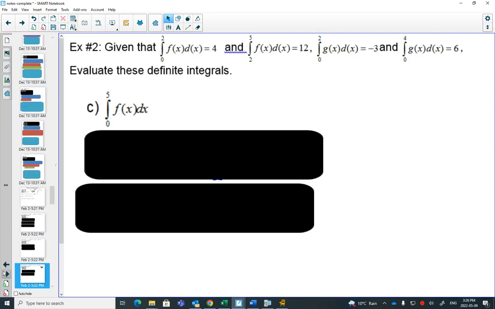Ooh, 0 to 5. Because there's no 0 to 5, right? Yeah, I was thinking like 12 minus 4. You just can't get it. No, you can. You have to use this one. Yeah, if you draw pictures of what's happening.